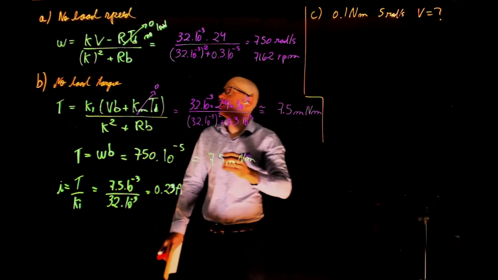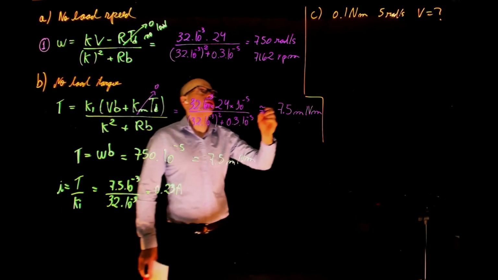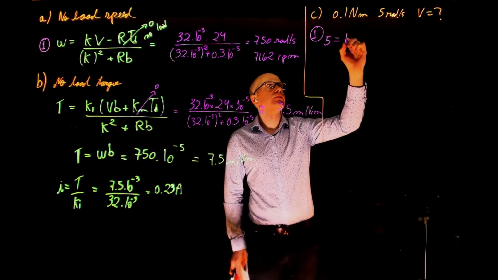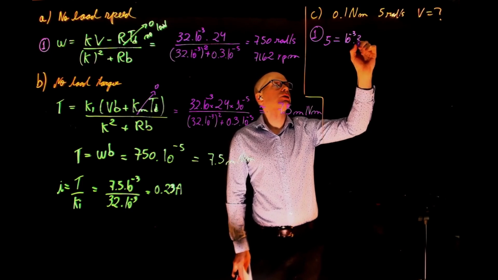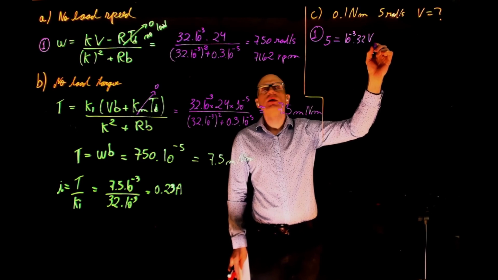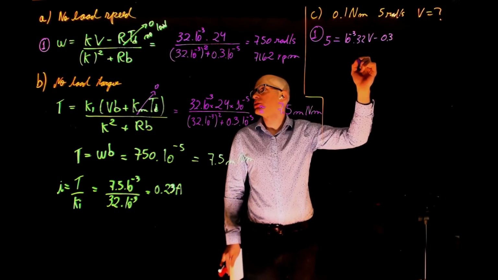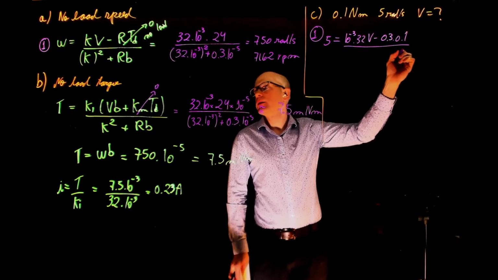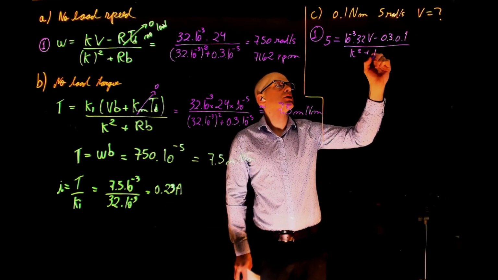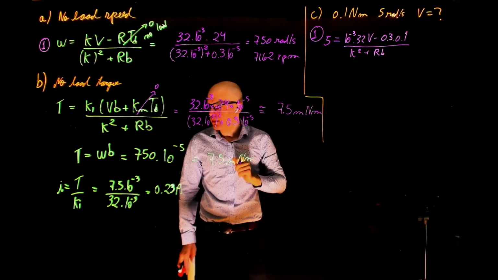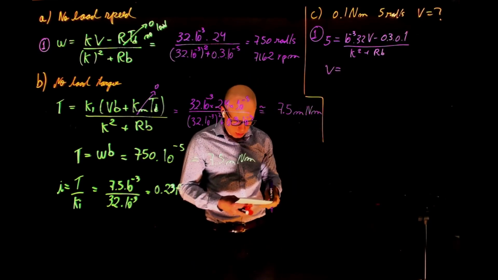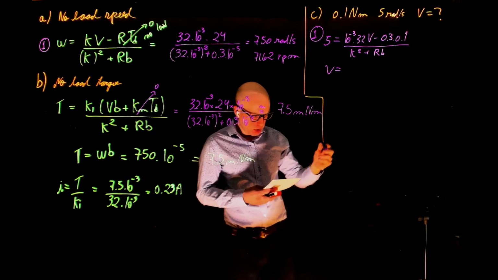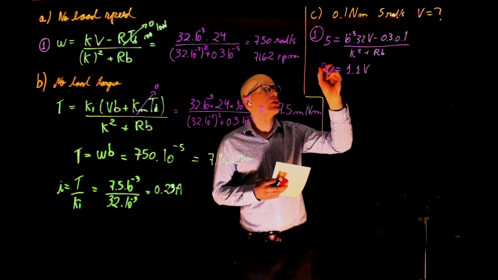So using that equation, let's call this equation 1. From 1, we have 5 radians per second equals 32 times 10 to the power of -3 times V minus 0.3, which is the resistance, times TD, which is 0.1, divided by K squared plus RB. I'm just leaving the numbers here to save some time. We can solve for V. This gives V as 1.1 volts, very, very small.